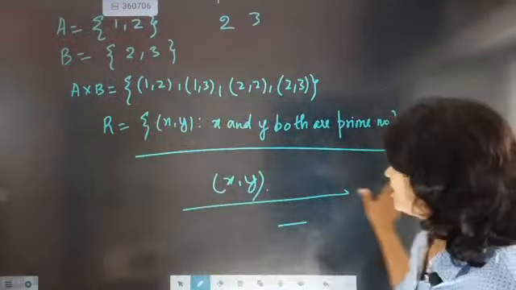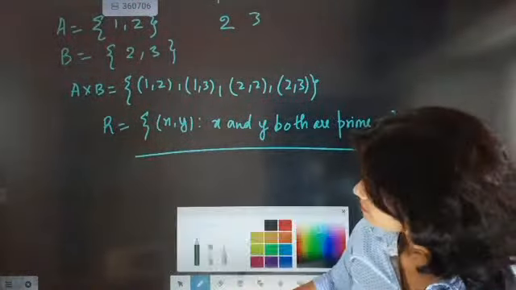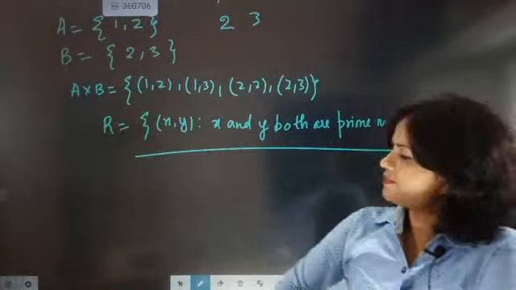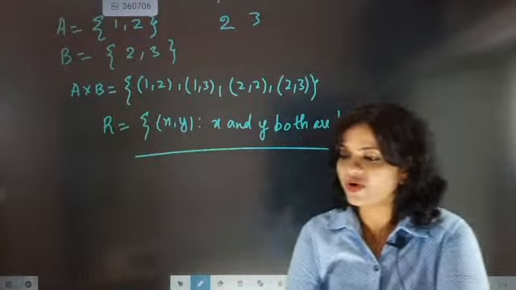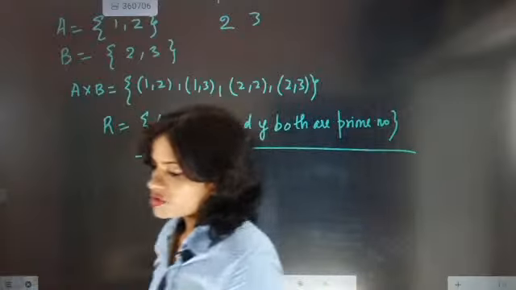When both x and y are prime. Come on, you can do it here. It's very easy. When both x and y are prime, you can do it. Think about it.